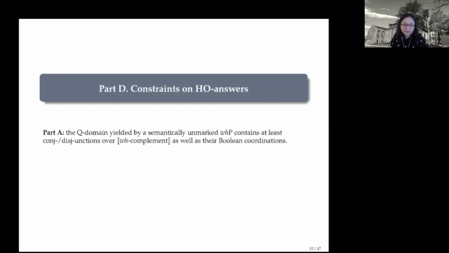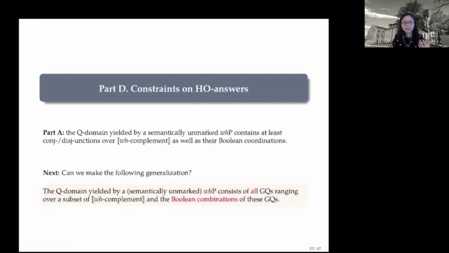So in part A, we have seen that the Q domain yielded by a semantically unmarked Debit phrase contains a list of conjunctions and disjunctions over the extension of the Debit complement, as well as the Boolean coordinations. Now we might ask, is it okay to extend to other higher-order meanings, saying that the Q domain yielded by a semantically unmarked Debit phrase consists of all generalized quantifiers ranging over a subset of the denotation of the Debit complement and all of the Boolean combinations of these generalized quantifiers?